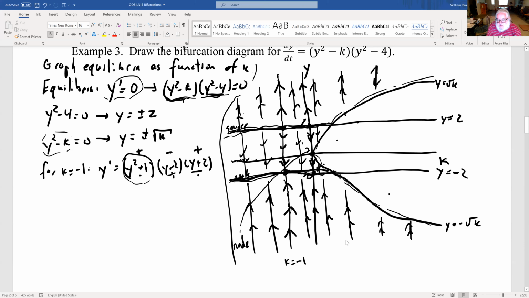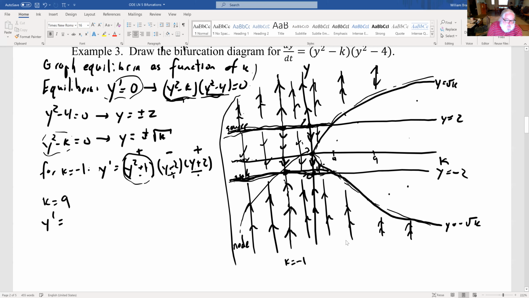So I still have to figure out what the sign is in this region, in this region, and this region. So if k equals, well, we know that this is k equals 4, right? Because when k is equal to 4, then the square root of k is 2. So that gives me this intersection and that intersection. So let's take k equal to, what's the number that's got a nice square root? k equal to 9. Right, so 9 is out here somewhere.